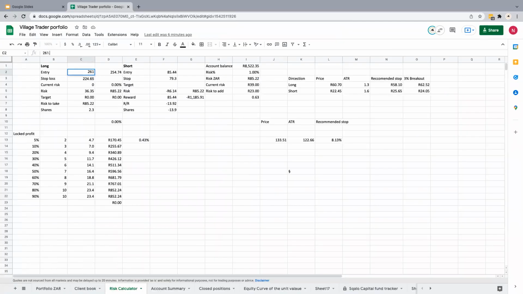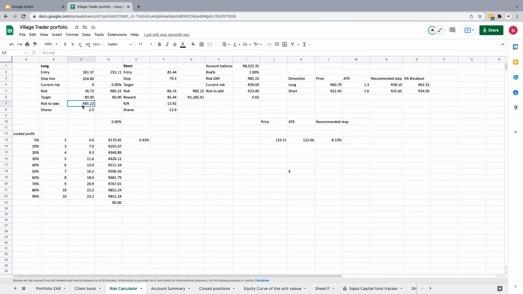0.37. Let's get that right. Stop loss there. That's the risk we're taking. So that's the difference between our entry and stop. My risk to take, right? Maximum risk I can lose on this trade is 85 Rand 22 cents, which is 1% of my account balance, right?